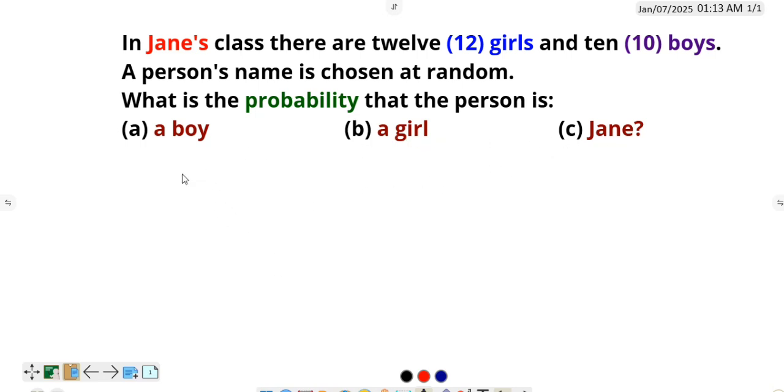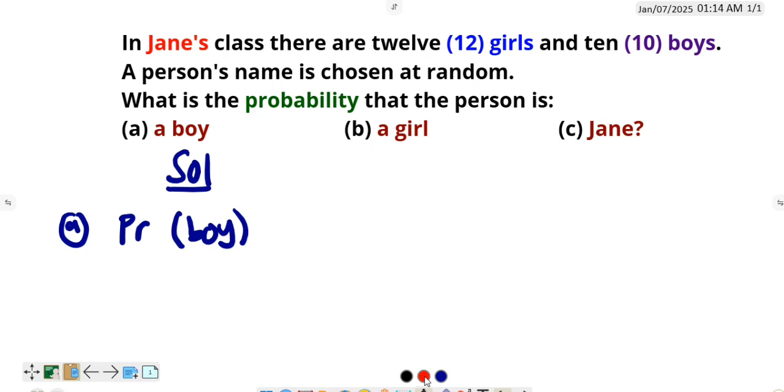So here let us look at the solutions. In order for us to find the probability of picking a boy, first of all, we are going to find the total number of outcomes. So for the total number of outcomes, we are going to add. How many girls do we have? We have 12 girls. And how many boys? 10 boys. So the total number of outcomes, we are going to have 12 plus 10, and this will give us 22. So this will be the total number of outcomes.